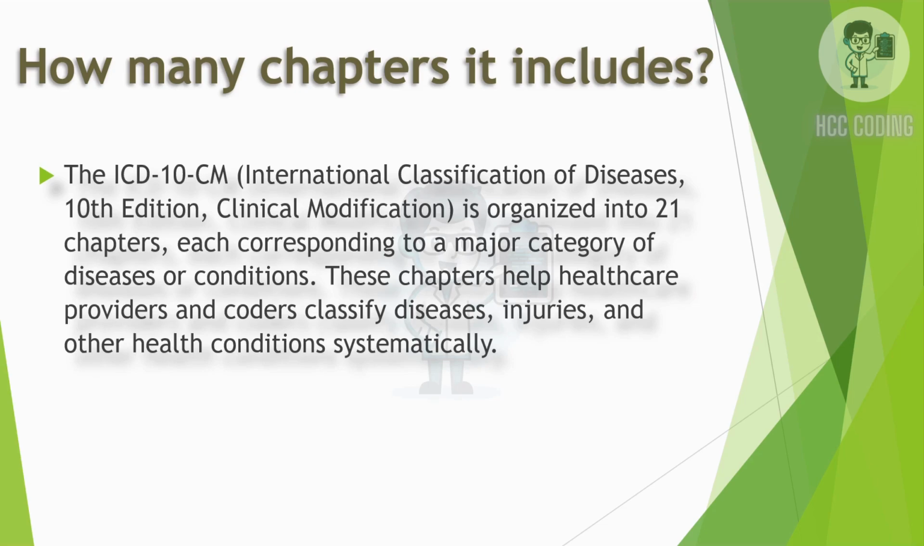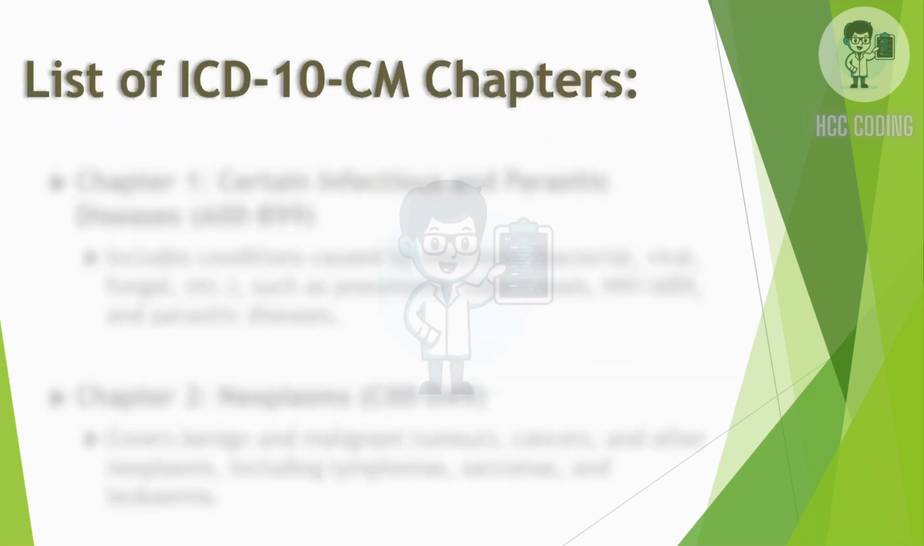And how many chapters does it include? Each and every manual or book contains chapters, right? In the same way, ICD-10-CM also contains 21 chapters. Each chapter is designed systematically based on different types of conditions, diseases, injuries, or other health conditions. We'll see the chapters one by one. What are those 21 chapters?